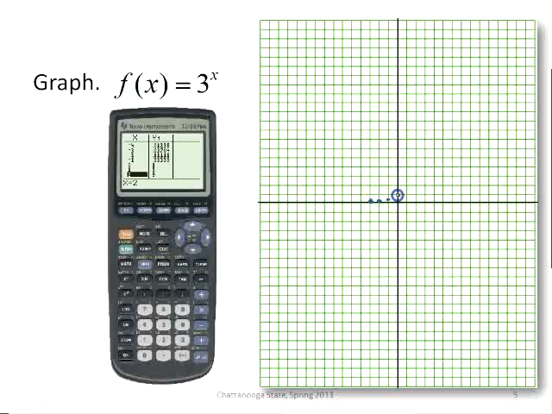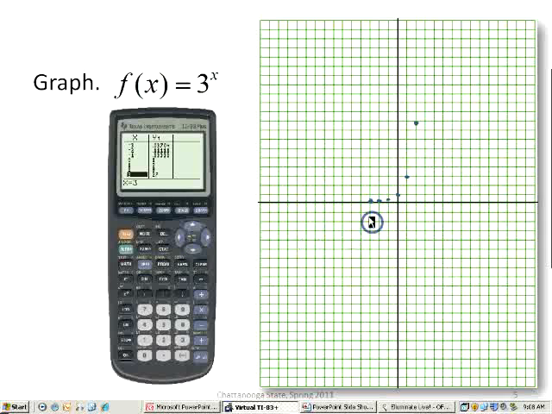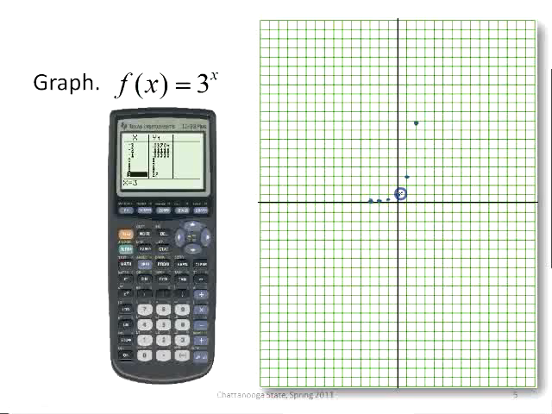0, 1, 1, 3, then I can do 2, 9, and that's probably all I can go out, because if I get a bigger number, 27, that's going to really be too big to fit on most of your grids. So I get my basic shape here.